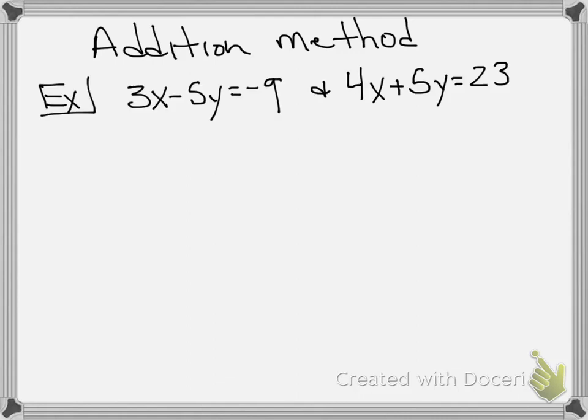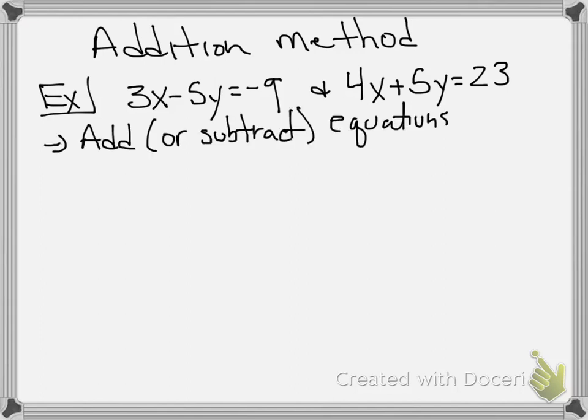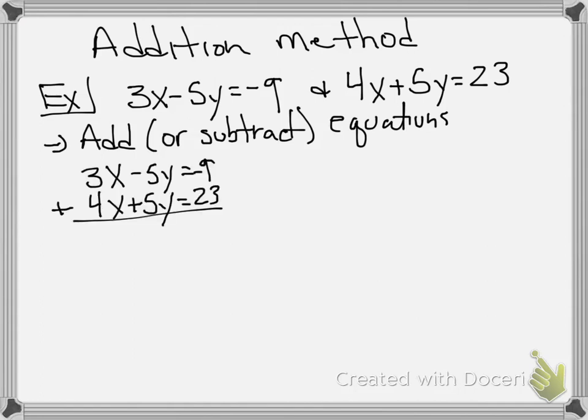Two systems of equations. So we've got 3x minus 5y equals negative 9, and 4x plus 5y equals 23. And what we're going to do here is simply add or subtract, as the case may be, the two different equations together. So if I just stack these like we did before, add like terms only, right? So we want to add numbers together, add y values together, and add x values together. And what we get is 7x plus 0y equals 14.